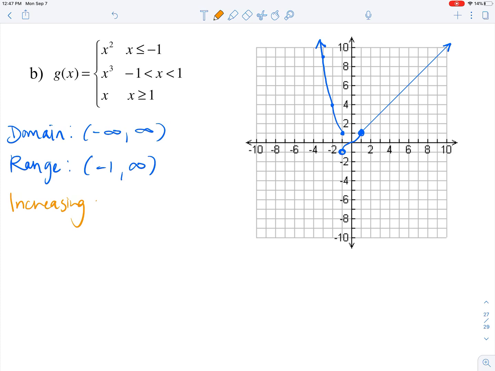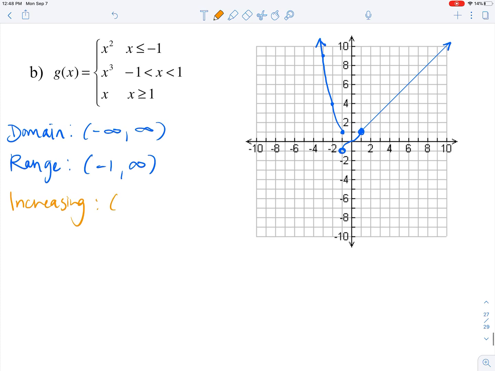For increasing, remember we're using only open intervals, it looks like from -1 to infinity. Decreasing would be from negative infinity to -1. And it doesn't look like this function is constant anywhere, so I'll use the empty set.